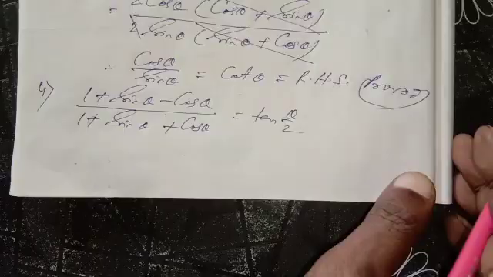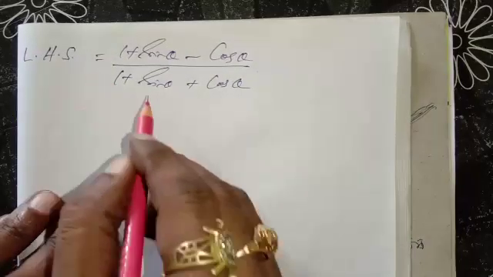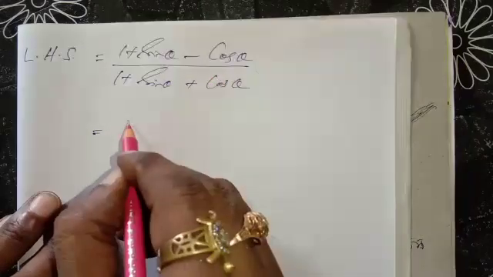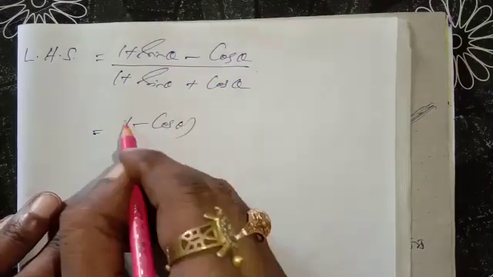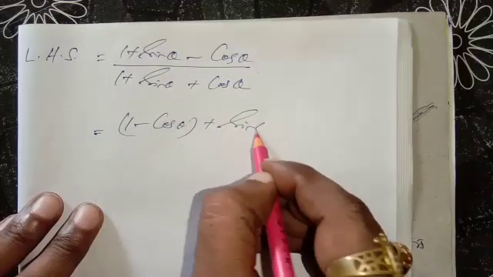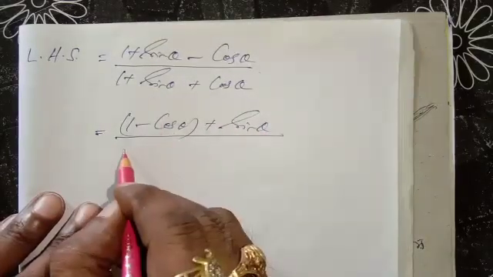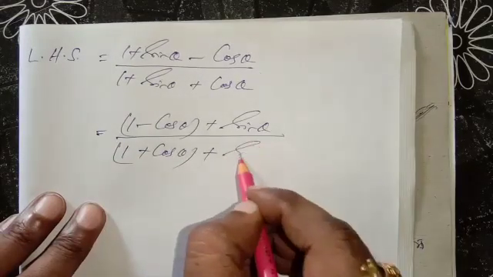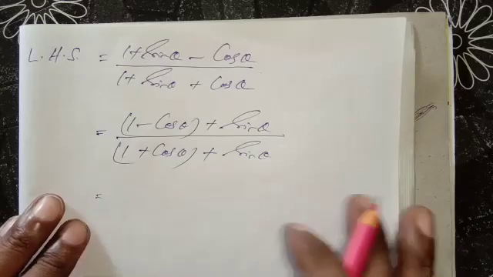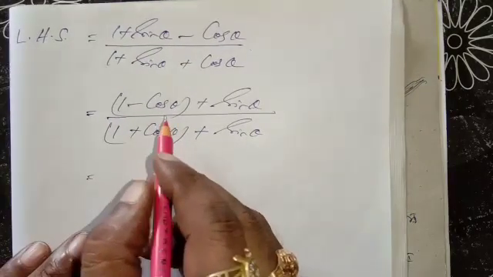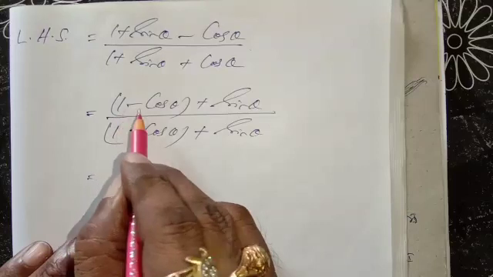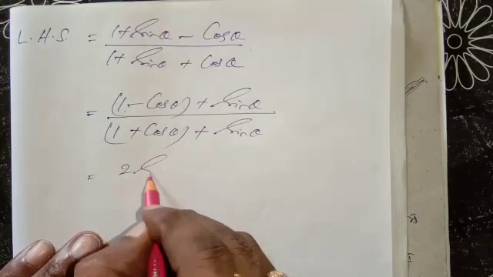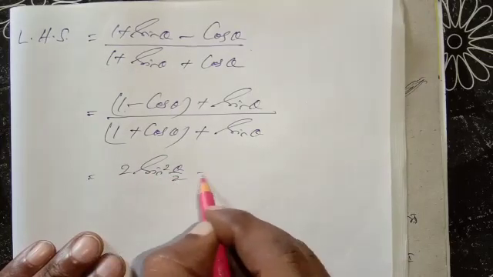First of all, you write the left hand side. First of all, you have to copy the left hand side. That is what I have written here: 1 plus sin theta minus cos theta. Make one group: 1 minus cos theta one group, and plus sin theta. Same process, denominator 1 plus cos theta, and here plus sin theta. See, the 1 minus cos 2 theta formula is 2 sin square theta. If it is given theta, then this will be 2 sin square theta by 2.